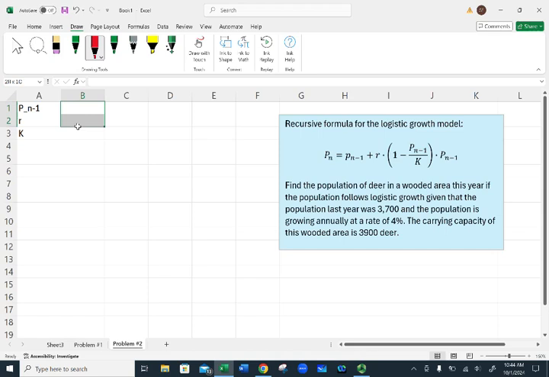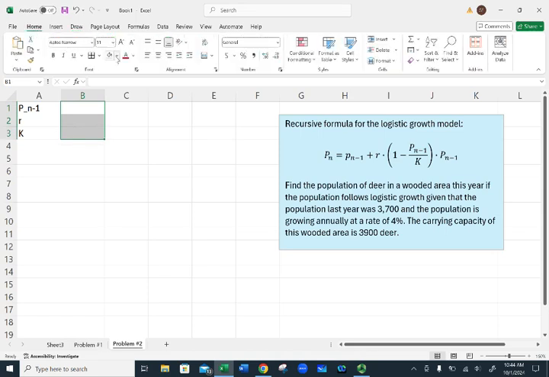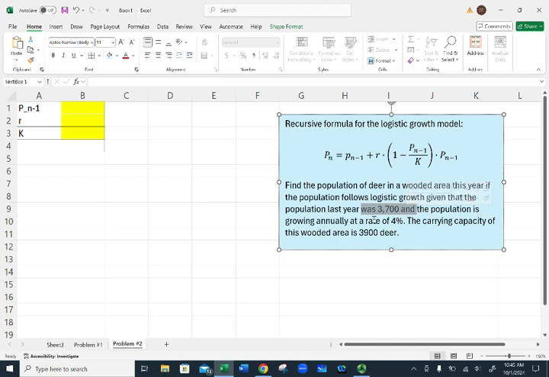So these 3, I'm going to make yellow. That's just my organization system. I'll put in some borders, right? So those are the 3 numbers I am going to plug in. Those are given in the problem, right? The population last year was 3,700. The growth rate is 4%. The carrying capacity is 3,900 deer.